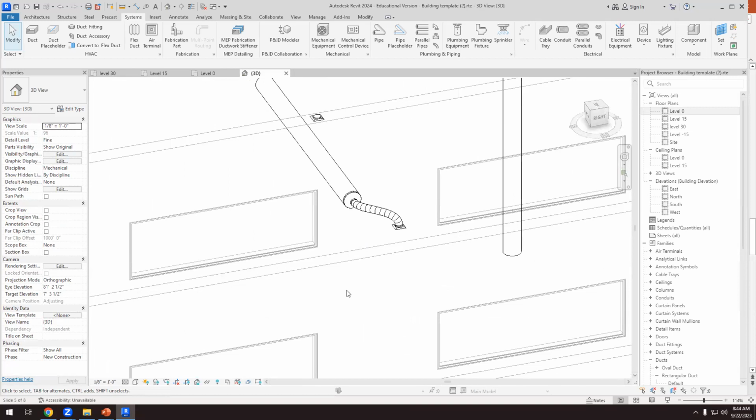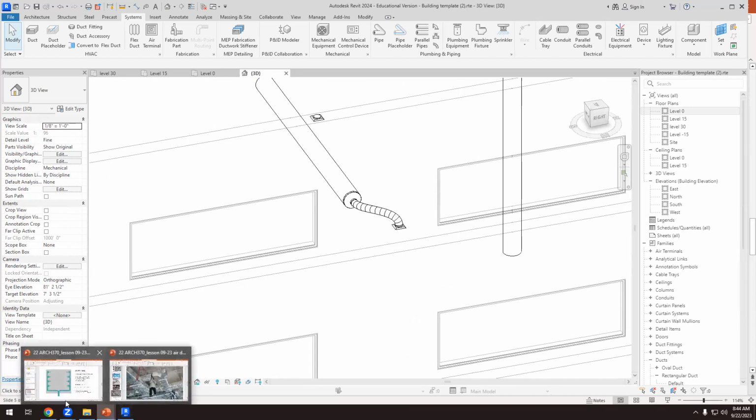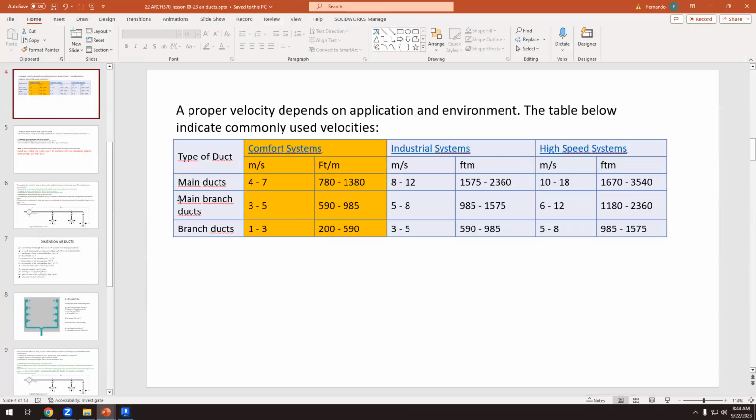Okay. Now, this is what we did last week. Now we have to check the velocity. So what is this? We are inside the room, so it's a branch duct. So the velocity should be between 200 and 500.